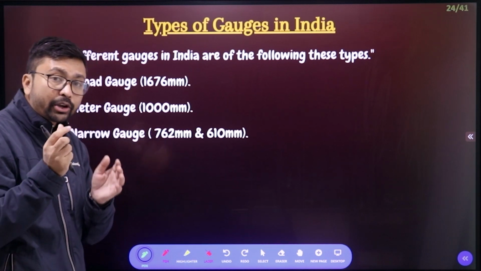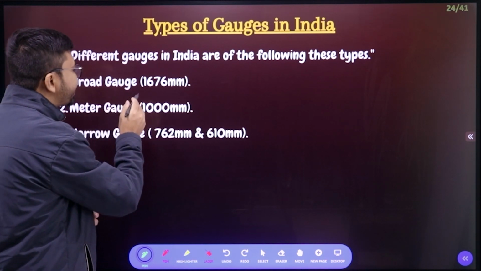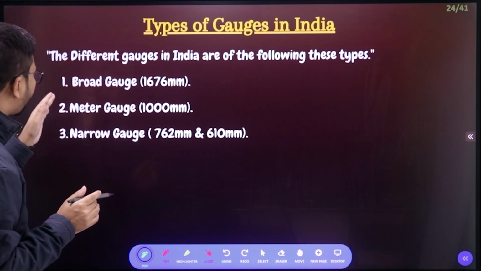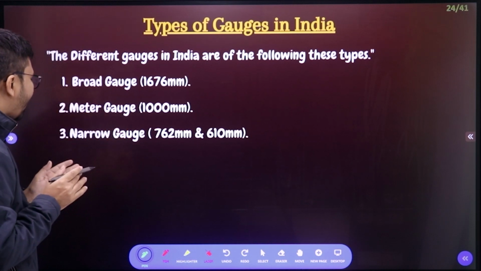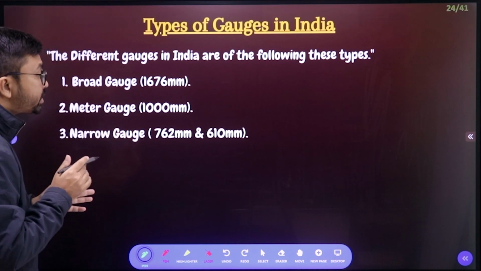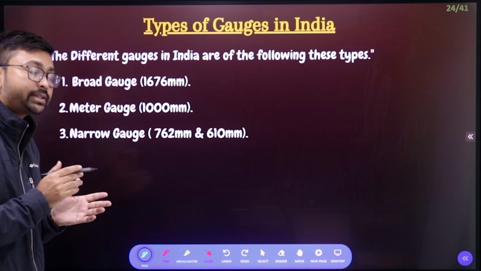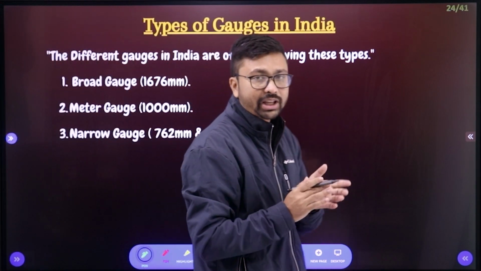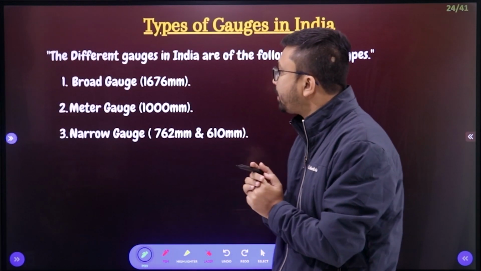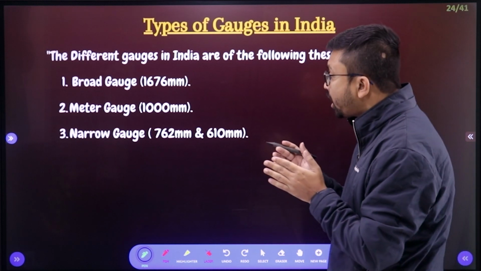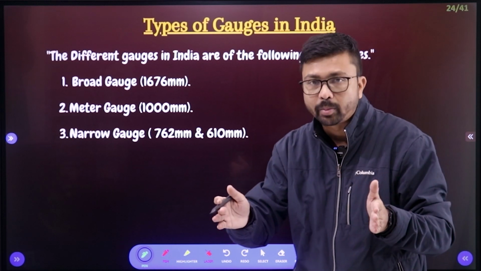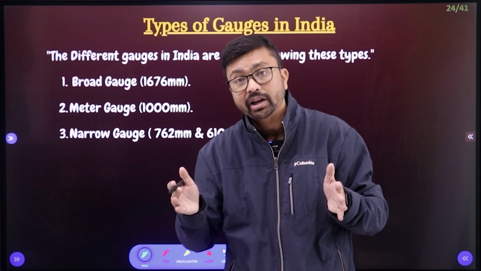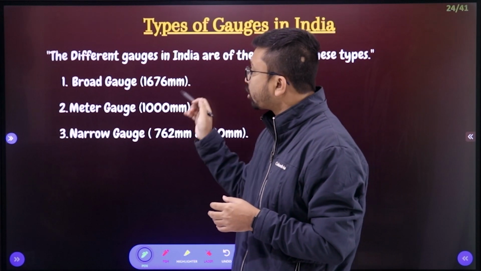So what are those? The first is called the broad gauge. It means the gap between the two lines is 1676 millimeter or 1.676 meter. That time it will be called broad gauge. Meter gauge will be a 1 meter gap, and narrow gauge will be 610 millimeter to 762 millimeter. Now what are the advantages and disadvantages of all those, and why are there so many classifications? Remember, in broad gauge the gap between the two lines is more, so the coaches and everything will be bigger in size. So it can carry heavy and bulky goods in a much easier way. So those are called the broad gauge.